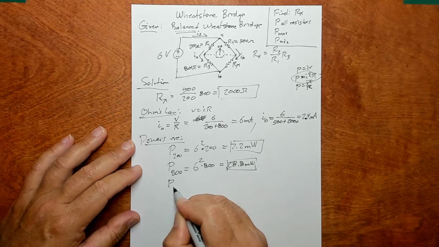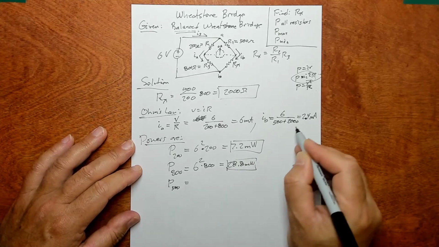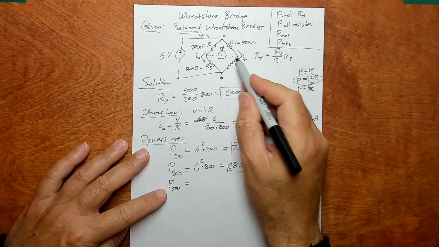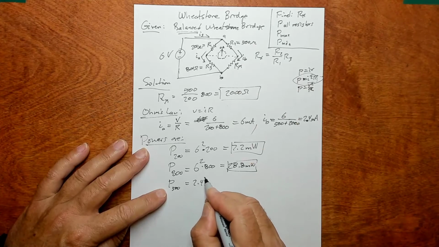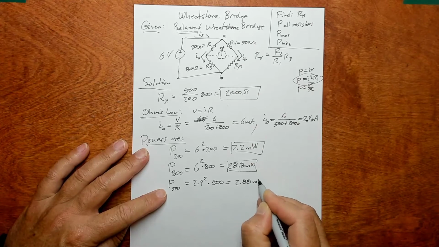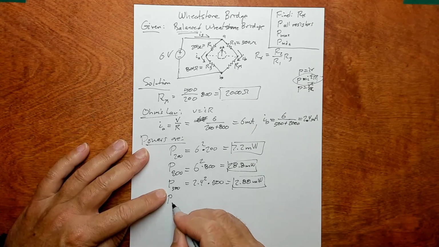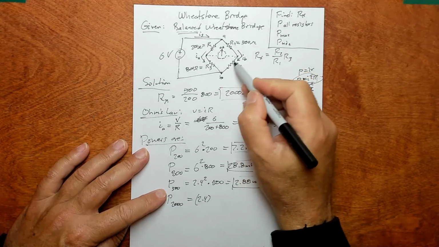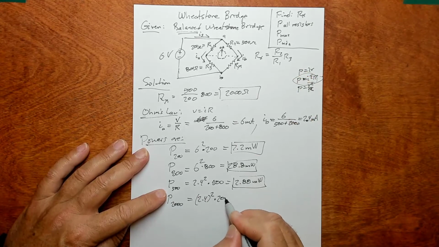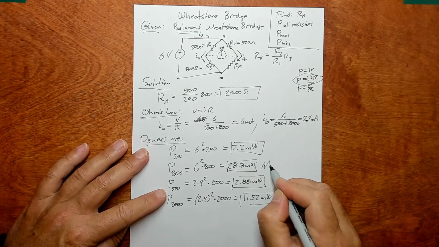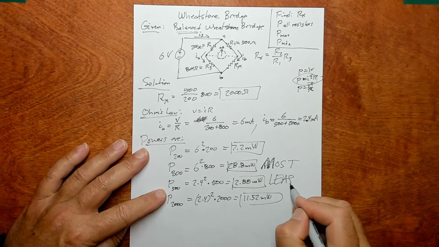Pretty straightforward, the rest of these. You've got 2.4 milliamps running through the 500 and the 2K one. So 2.4 milliamps squared times 500 is going to be 2.88 milliwatts. And the power in the 2K is the same 2.4 milliamps running through that branch times 2000, which is 11.52 milliwatts. This one is the most, and this is the least.